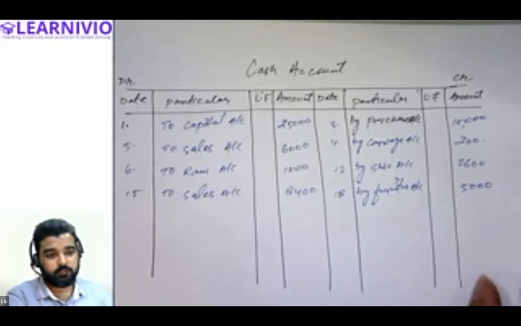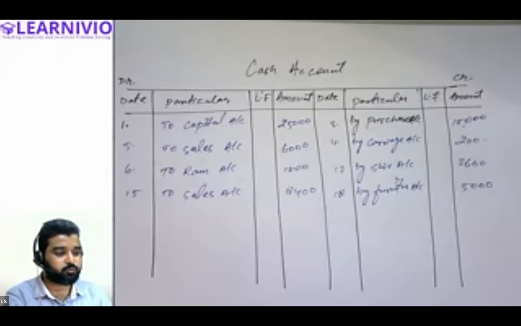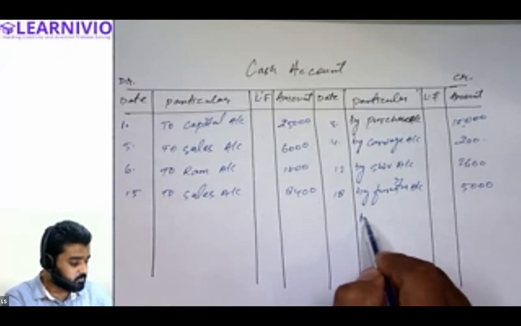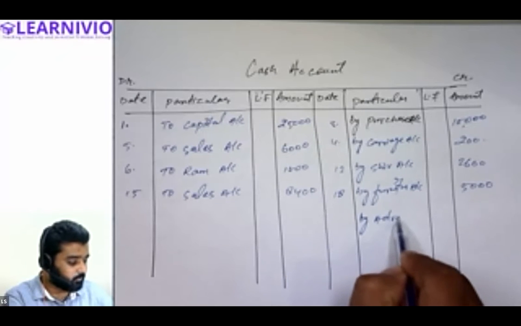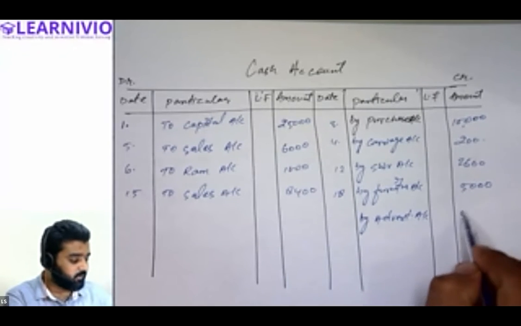All right. Now, next item is paid for advertisement. So how much are we paying for advertisement? 500. So paying for advertisement is what? It is a kind of expense. So we will write it as advertisement account. Advertisement account, 500.